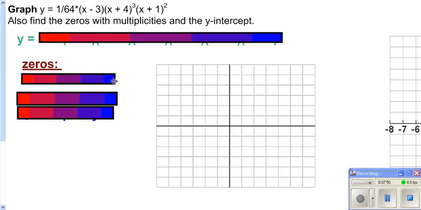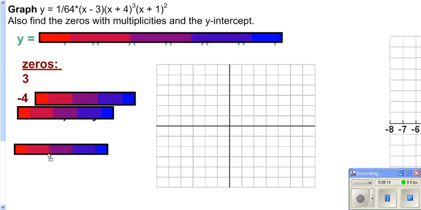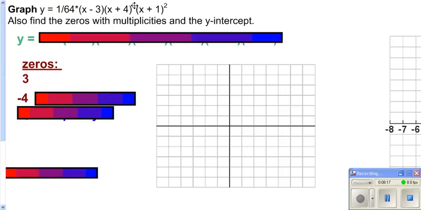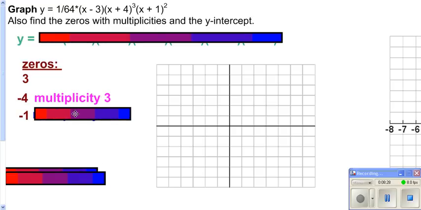So, looking at this one here, you want to find your zeros, your y-intercept, and sketch your graph. Well, your zeros are the things that would cause your parentheses to be 0. So your zeros are your 3 from the first parenthesis, your -4 from the second parenthesis. But since you have an exponent of 3, it shows up 3 times. So it's a multiplicity of 3. Then from your last parenthesis, you get a -1. Exponent is 2, so it's a multiplicity of 2.